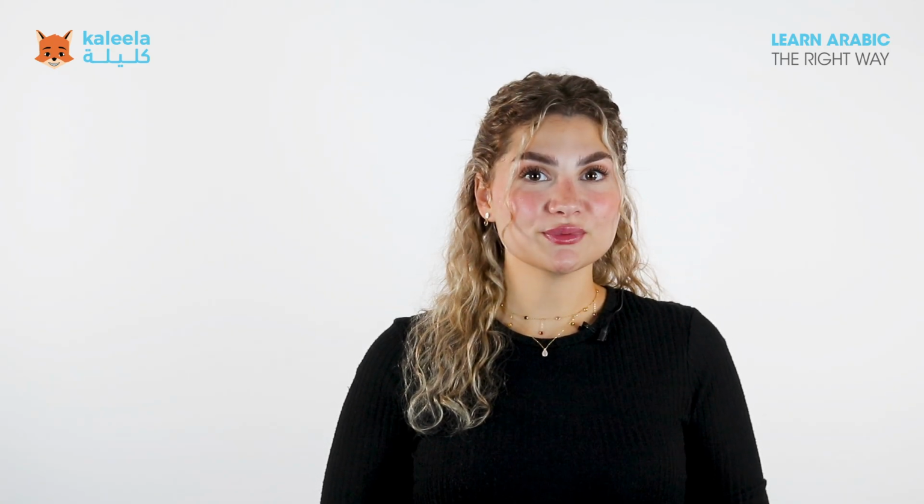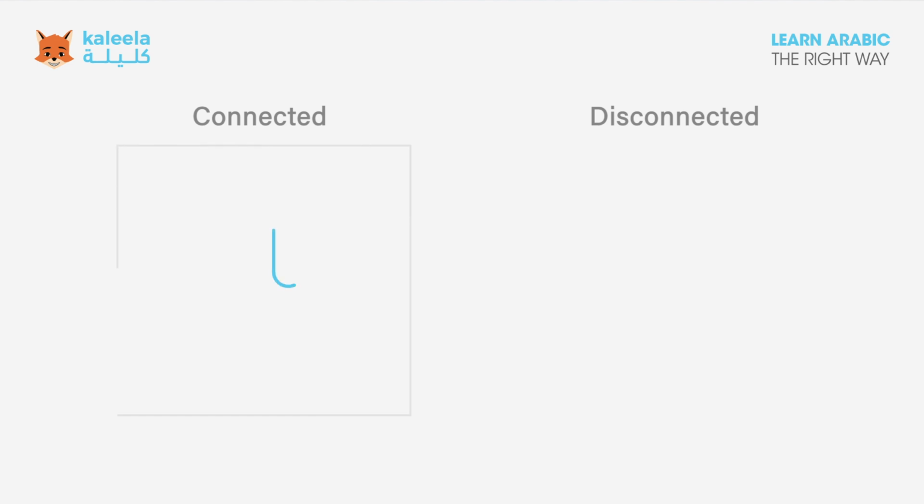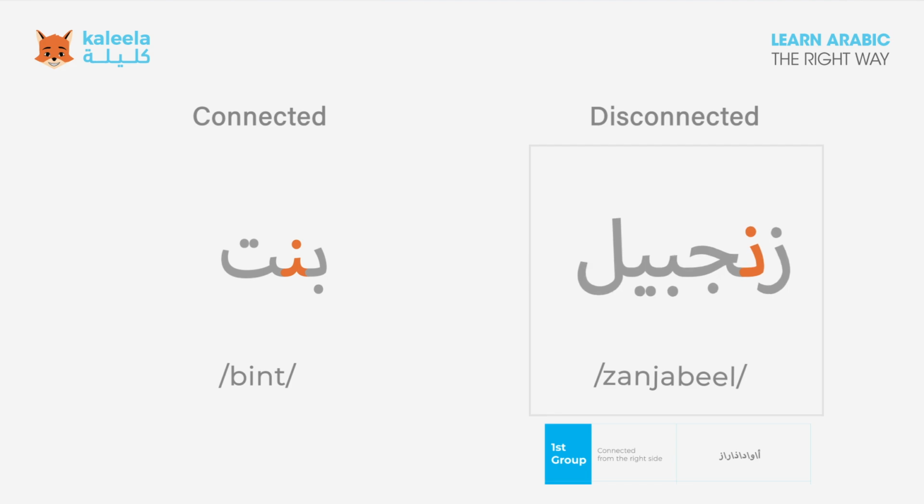After knowing all the shapes of the letter Noon, why is it connected in some cases and disconnected in others? We conclude that the letter Noon can be connected from the right when it's preceded by letters from the second group, as in bint. Ba falls in the second group. And it comes disconnected from the right when it's preceded by letters from the first group, as in zanjabil. Zain falls in the first group.